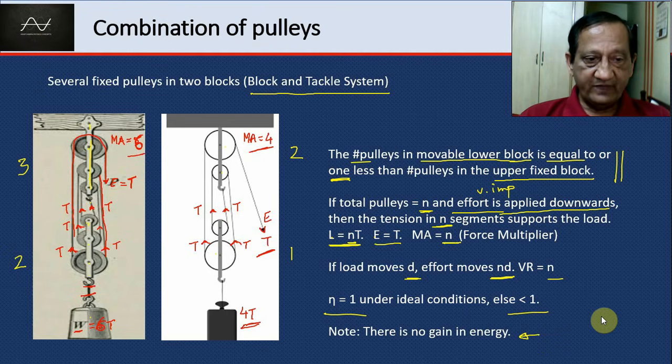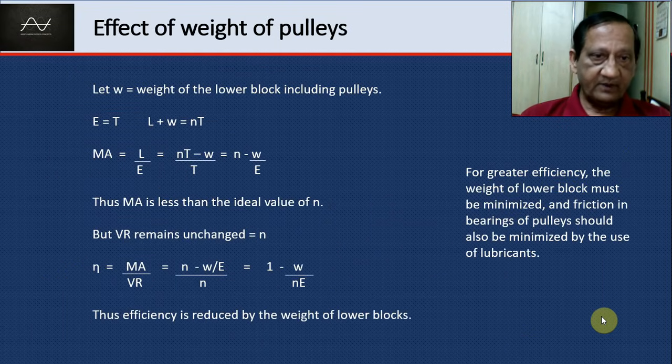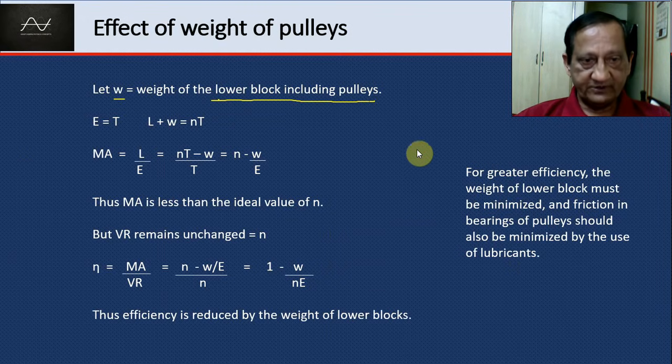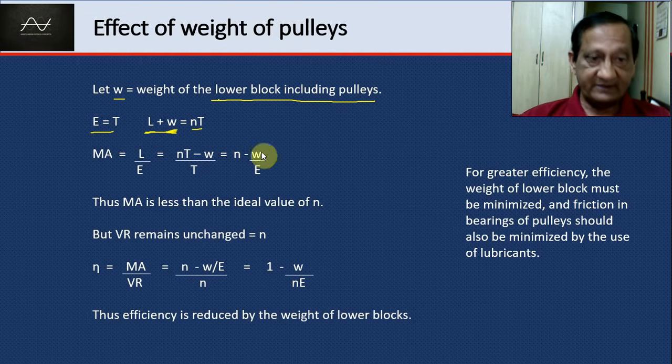Now we have ignored the weight of the pulleys in the lower block. If we were to include it, what happens? Suppose W is the weight of the lower block including the pulleys. Effort is a tension, but what we need to overcome is not only the load that is hanging, but also the weight of the movable pulleys and block. So L plus W is now equal to nT. Earlier L was equal to nT, now L plus W is equal to nT.